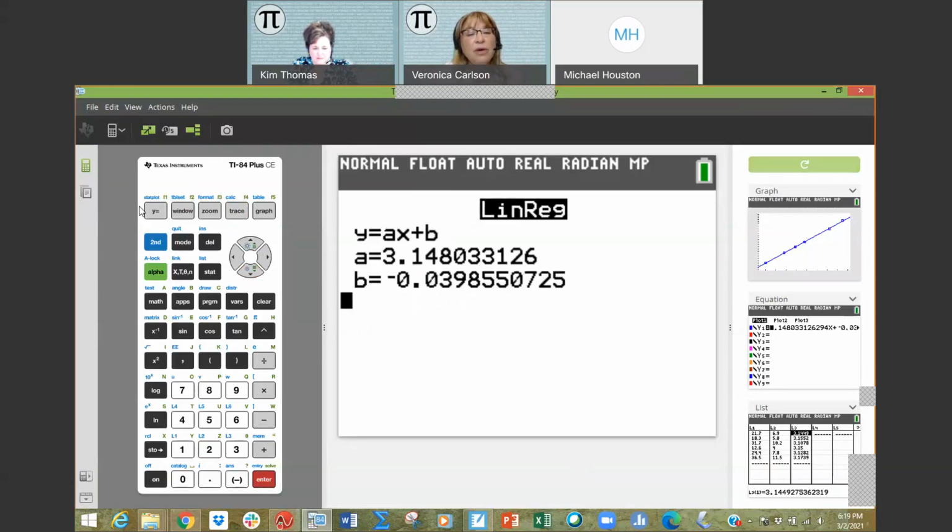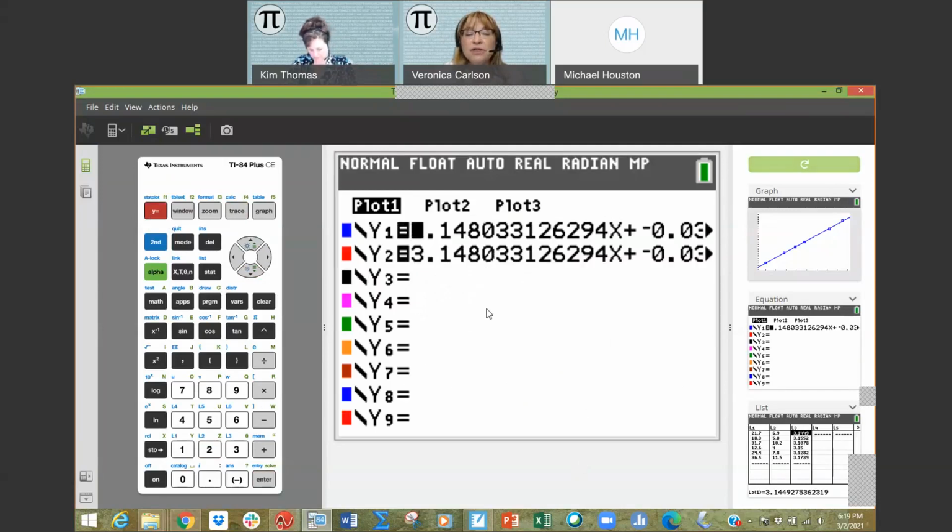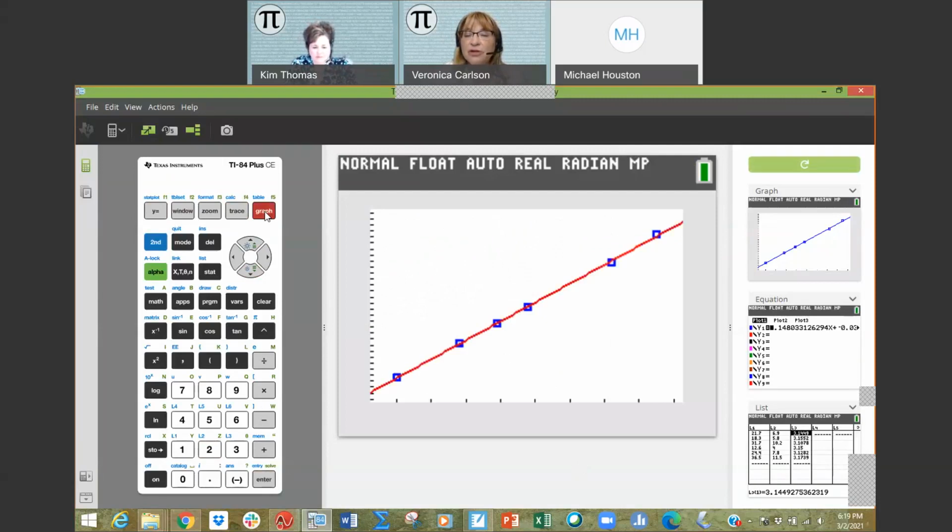Then I can go to my Y equals and take a look. My equations, I pasted them in. And then finally, I can go look at my graph to see how well that matches. And I have to say that looks pretty darn good for collecting information at home.